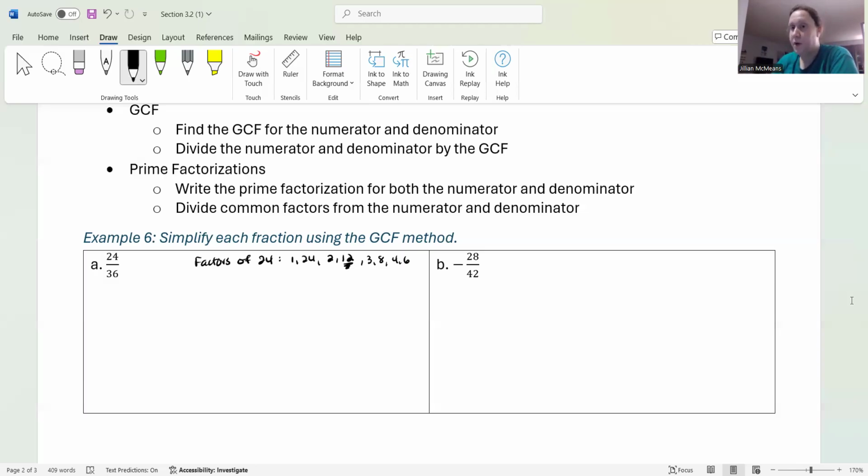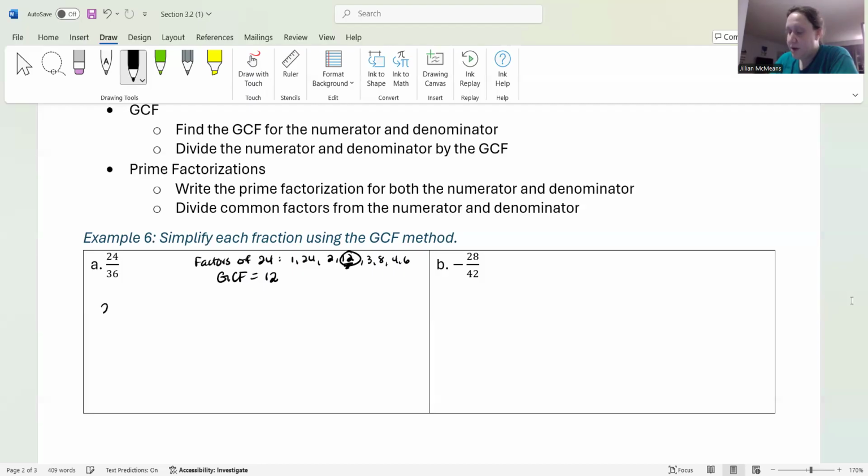Does 12 go into 36? And the answer is yes. So we have now found the largest factor that 24 and 36 have in common. So again, I go to the smaller of the two numbers and I see if that number divides into the other number. 24 does not divide into 36. So then I start looking at the factors of 24 and I go through the list of factors for the smaller number, highest to lowest, until I find one that's common to the other. So 12 here is the GCF.